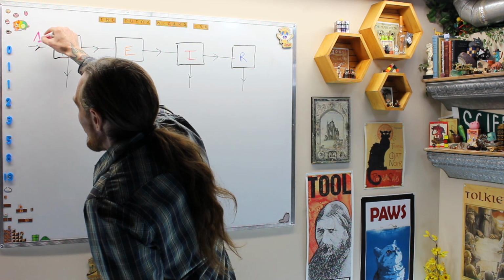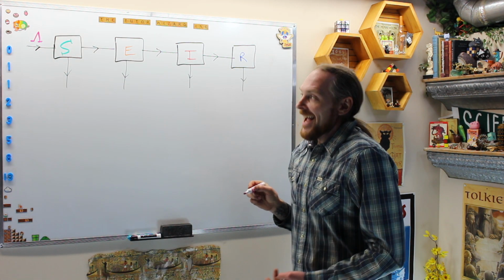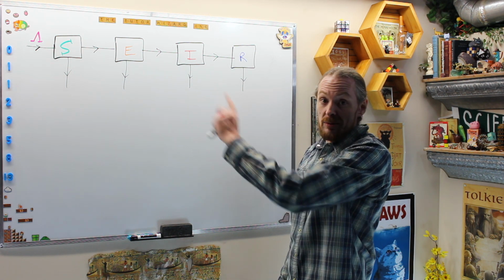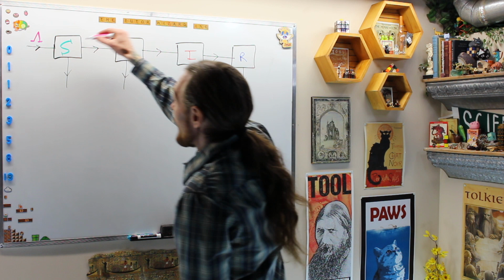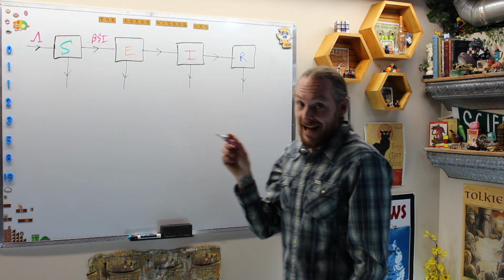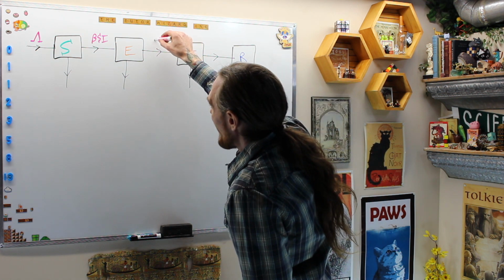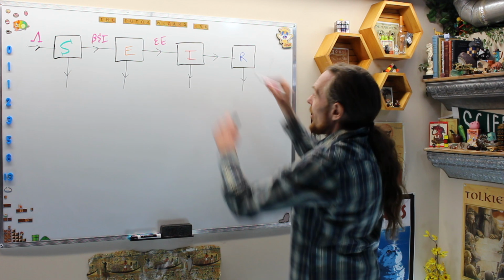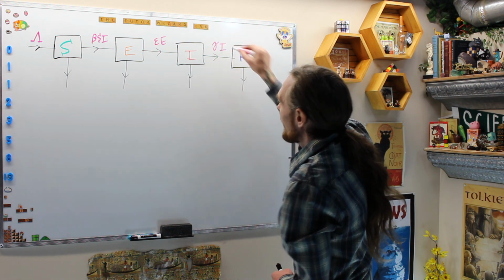Lambda, they're all going to be Greek letters. Lambda is the constant birth rate of new individuals who can be susceptible to the infection. Then in here, we're going to have beta SI, not EI. Then here, we're going to have epsilon E. Then here, we're going to have a gamma I.